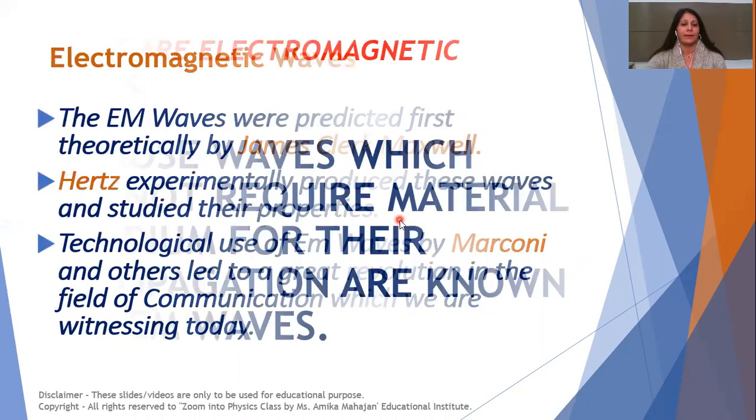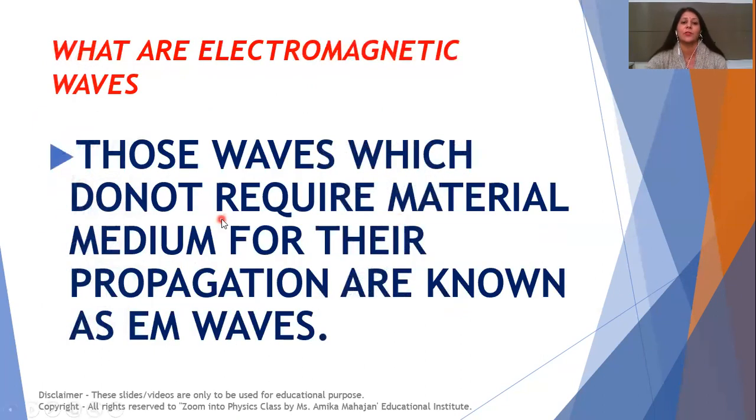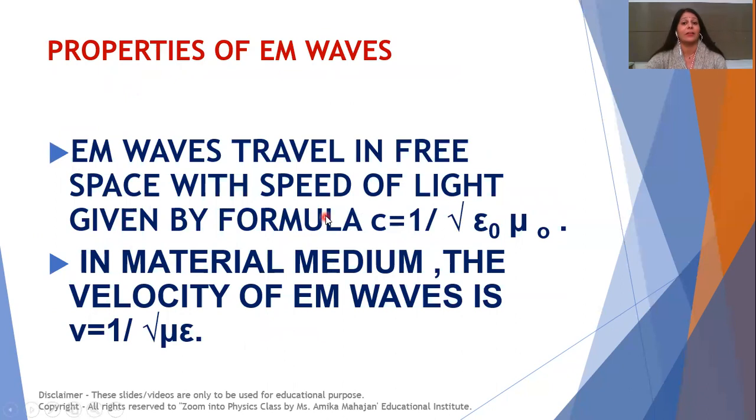First of all, let's understand what are electromagnetic waves. The waves which do not require any material medium for their propagation are known as electromagnetic waves. That means they can pass through air, vacuum, or any other medium. They travel in free space with speed of light, which is given by the formula C equal to 1 by square root of epsilon naught mu naught.